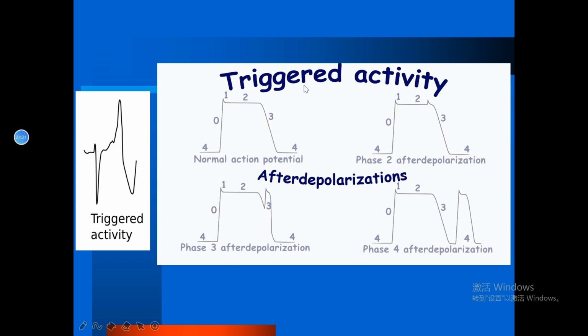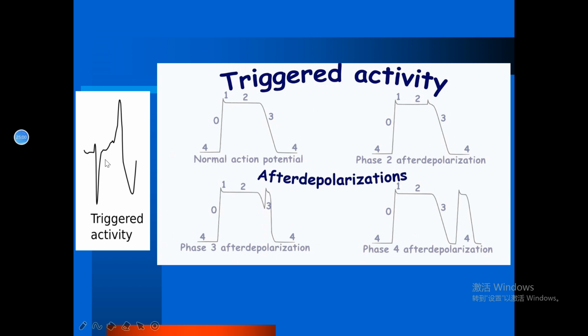So if there is a trigger activity coming out at stage 2, we call it a phase 2 after depolarization. Understand that? And if there is a trigger activity coming out at phase 3, we call it a phase 3 after depolarization, and so on. If there is a trigger activity coming out at stage 4, we call it a phase 4 after depolarization. Right.